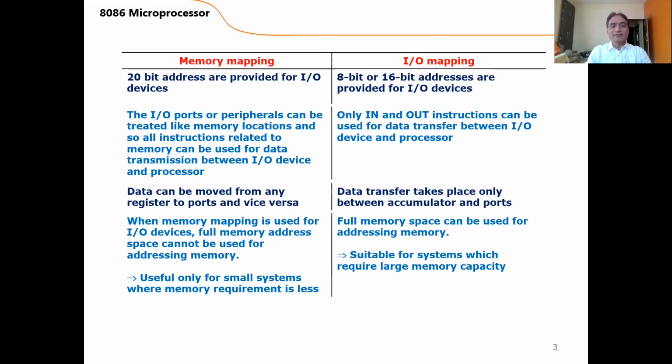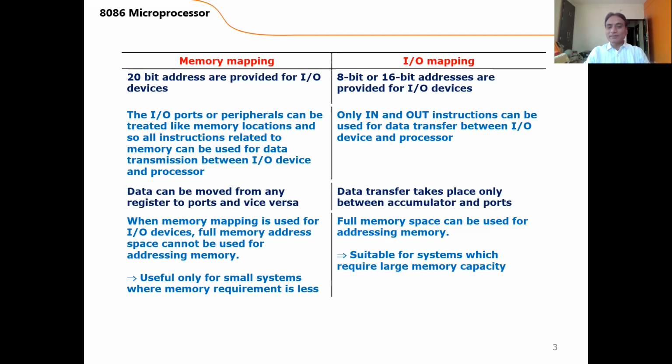In memory mapping, when memory mapping is used for IO devices, the full memory address space cannot be used for addressing memory. What is the reason? The reason is that memory itself is being considered as IO devices, right? So the entire memory cannot be used. Some memory needs to be reserved for some special purpose. And therefore, if you are using memory mapping, the entire space cannot be used as IO devices.